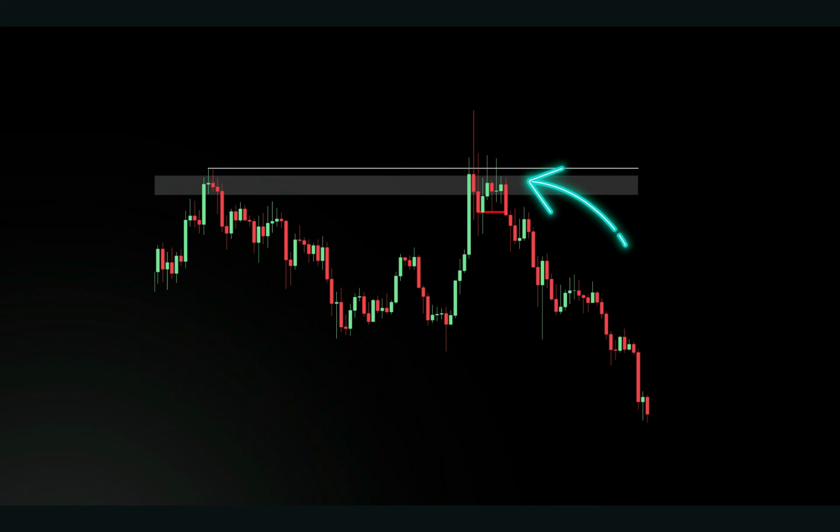For our short example, you can see price is tapping into a swing high or a key level, and then it forms a sweep at that key level. We wait for a break of the CISD to confirm that the sweep is valid, and then we look for an entry, and then we can target our lower liquidity areas.